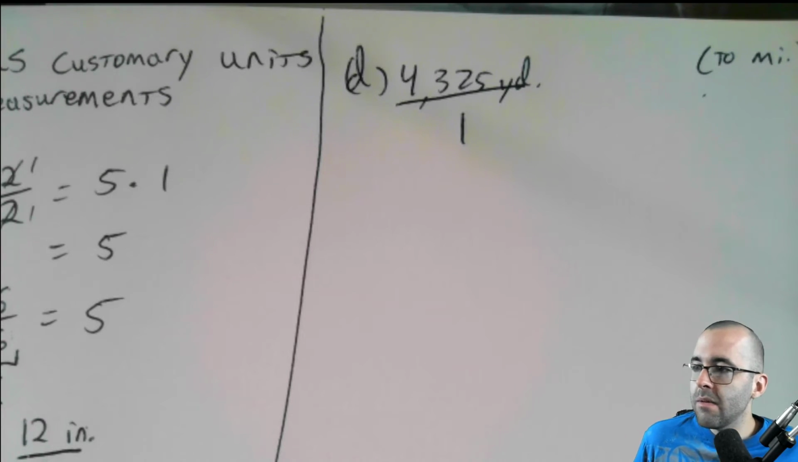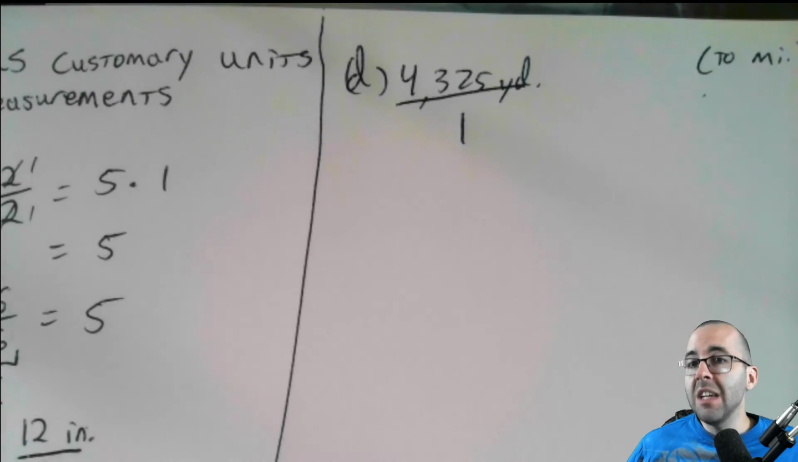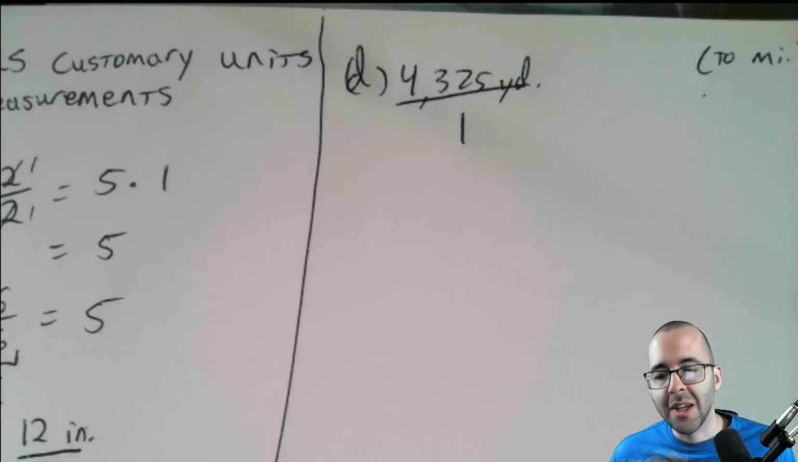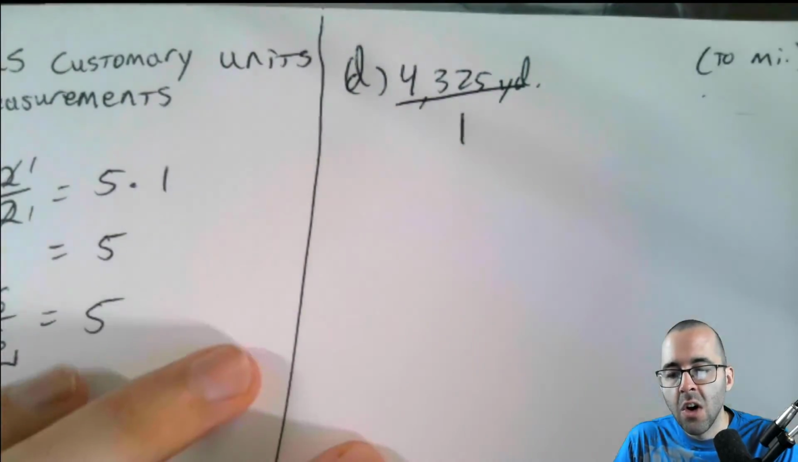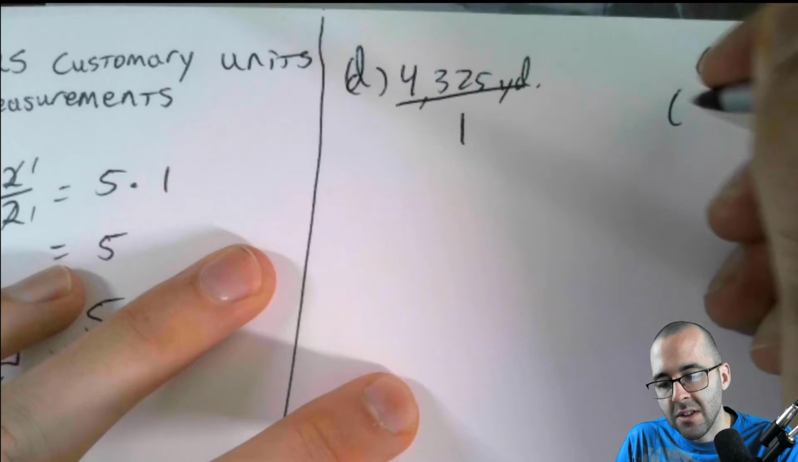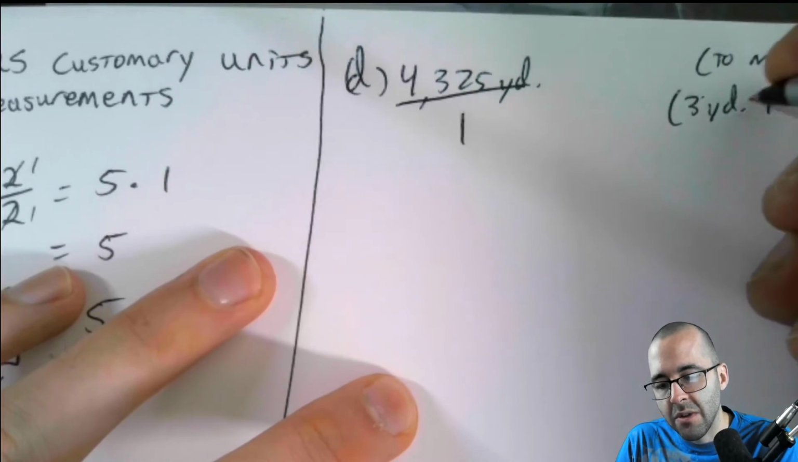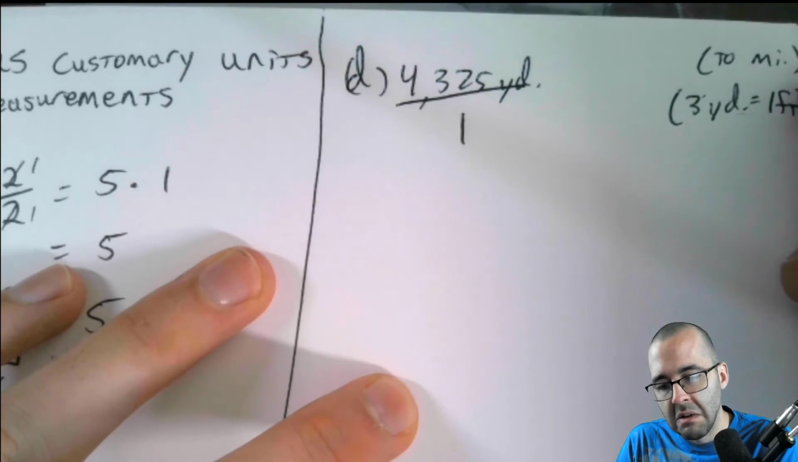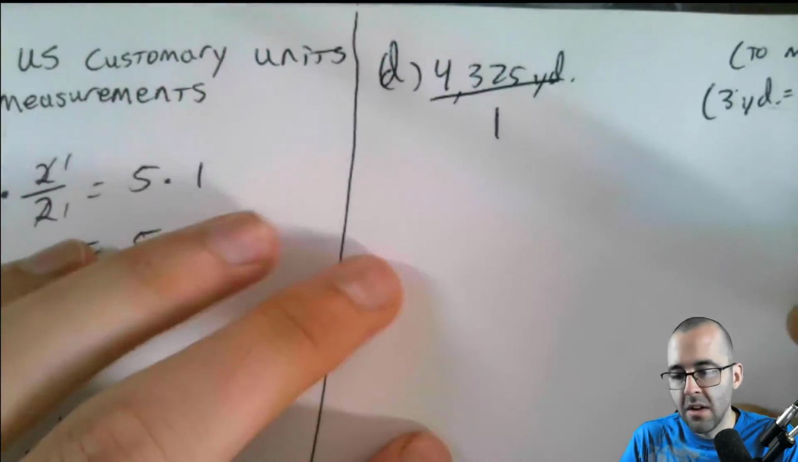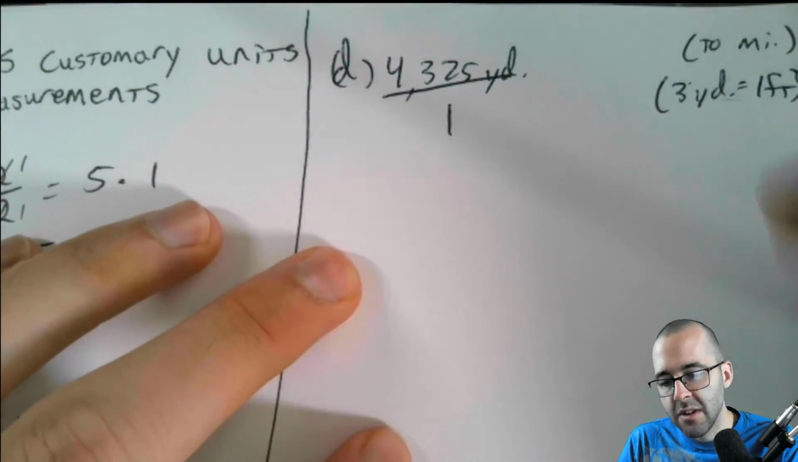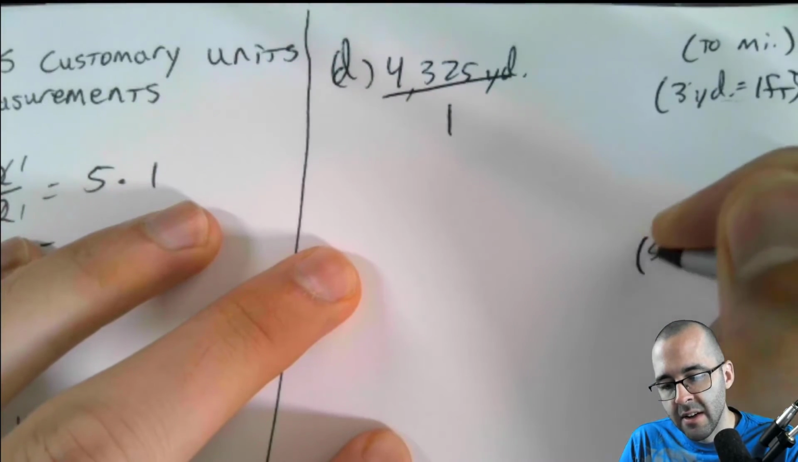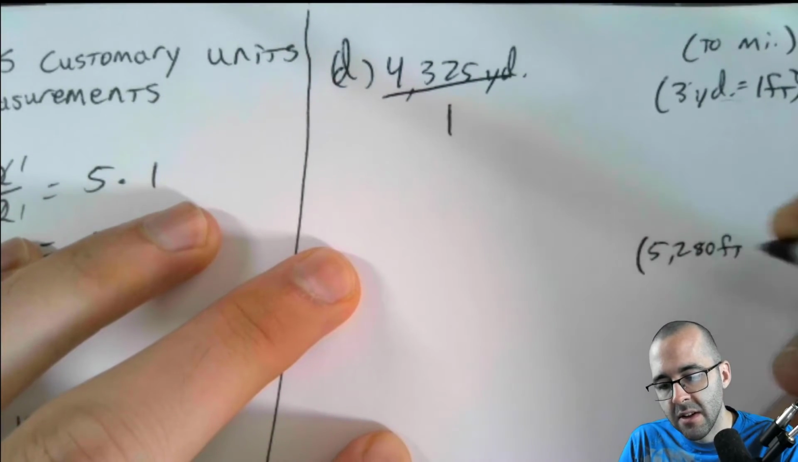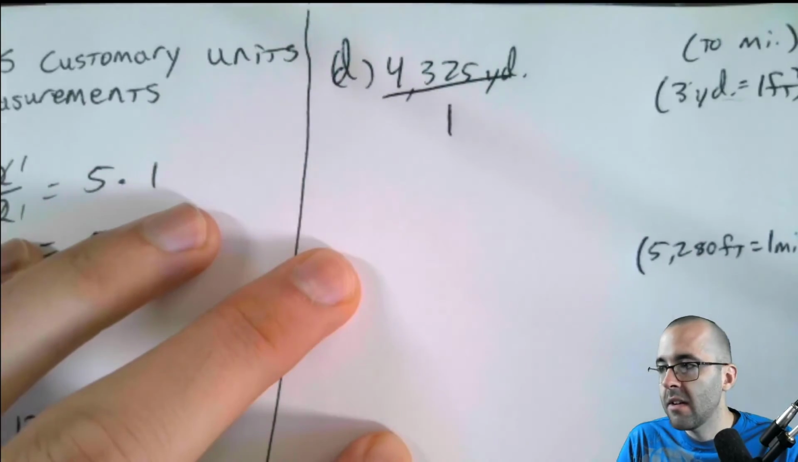Or one thing you can do is just do it twice. We could convert yards to feet because I know how many feet are in a mile. So you have two options, right? If you know how to get there immediately, go ahead and get there immediately. Write that relationship down here. Or you could say 3 yards are in 1 foot. And then maybe a little lower down, still 5,280 feet are in 1 mile.